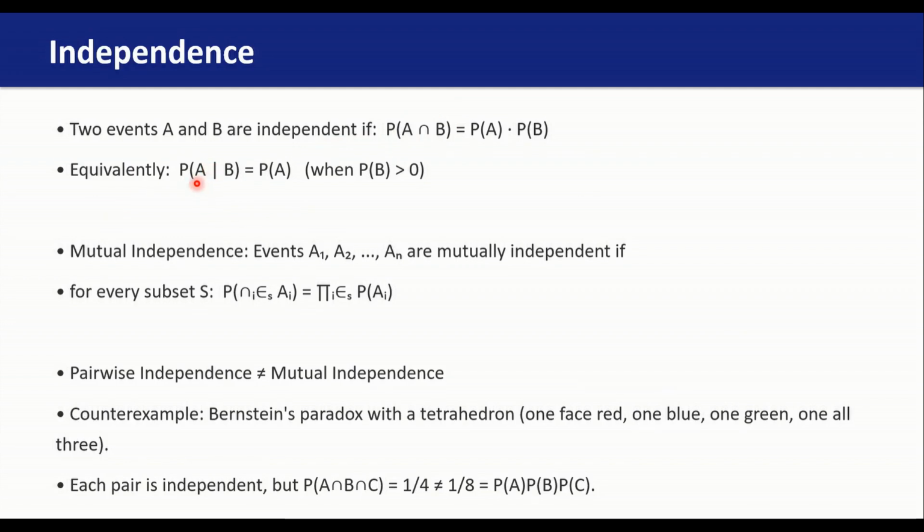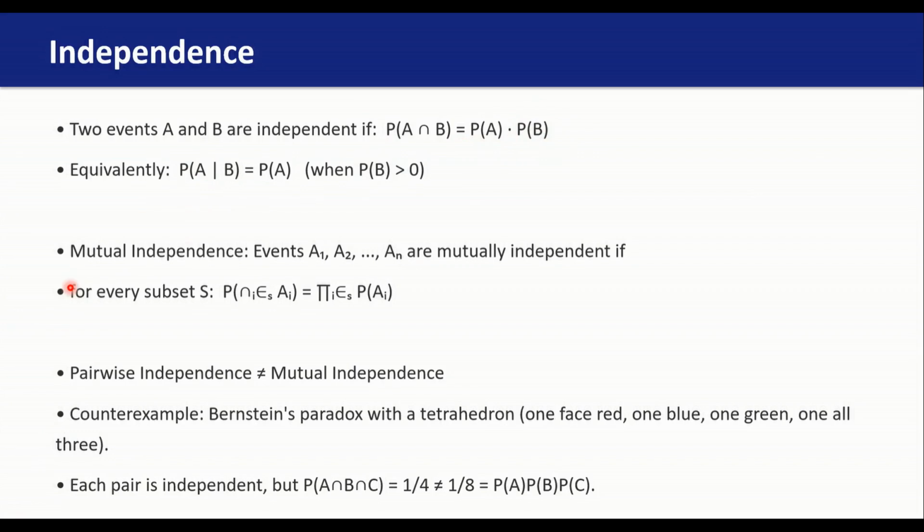Well, let's explain it. Learning that B happened does not change the probability of A. If B happens, the probability of A does not change. Therefore, P of A given B should be P of A because B happening does not change the probability of A happening. This means that A and B are independent. Or in other words, if you put the formula of P of A given B here, you can come to this formula that says P of A and B equals P of A times P of B.